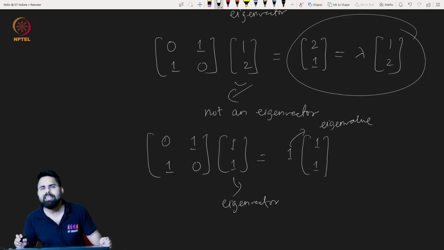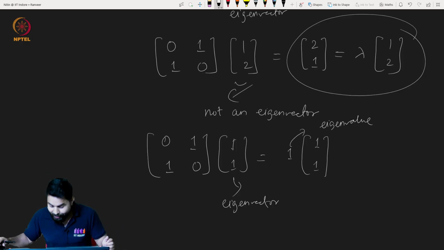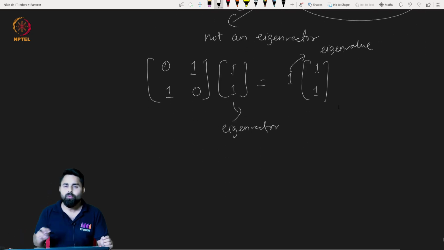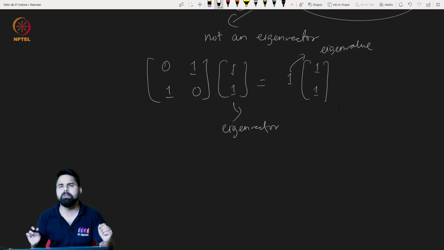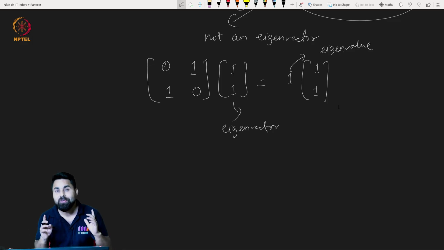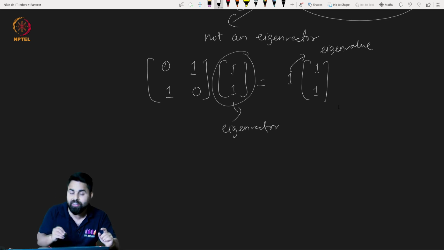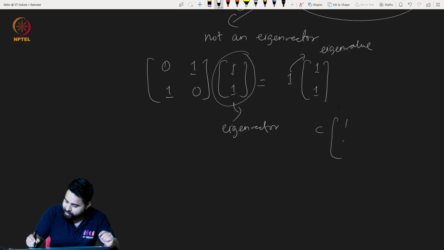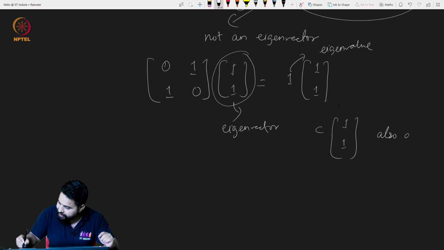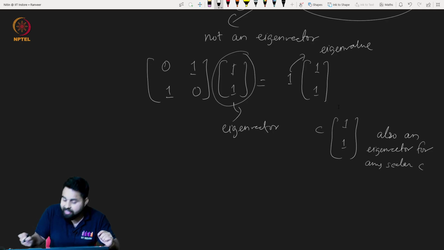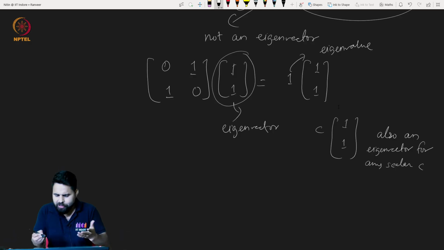Very, very simple, right? And by the way, before moving to some other eigenvalue, let us see one observation. 1, 1 is an eigenvector. What about 2, 2? You see that 2, 2 is also an eigenvector. In fact, if you do any scaling of this, so basically any scaling, this is also an eigenvector for any scalar C.